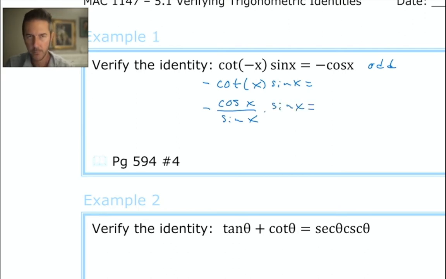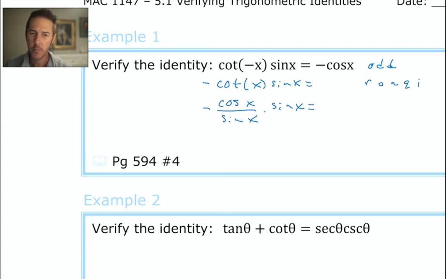Oh yeah. See what happened just there? In order to go from my first handwritten line to my second handwritten line, from here to here, I used a reciprocal and quotient identity. I'll let you write that in here. Reciprocal and quotient identity. You should write out the actual words.